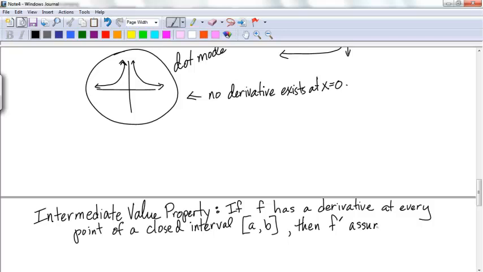assumes every value between f prime of a and f prime of b. That means there would be a value for everything in between a and b.